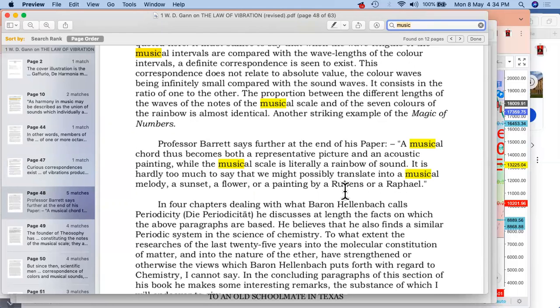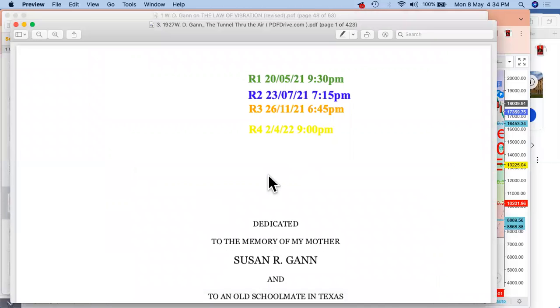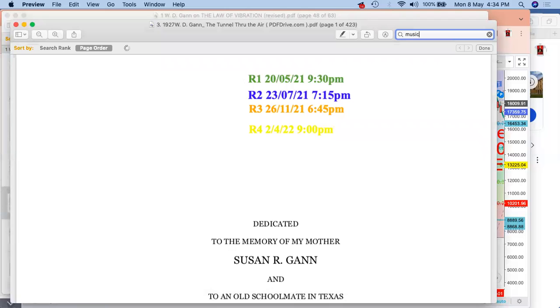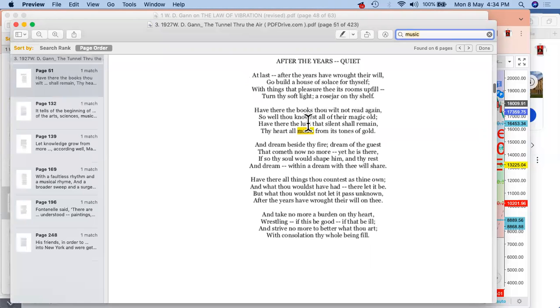If you go across another book of his, that is W.D. Gann's, which is our all-time favorite book, Tunnel Through the Air, and if I try to search in terms of music, I'll be getting some relevant things. So yes, if I try to see music, it has been given in terms of the poems which are there, right? It talks about music, tones of gold.